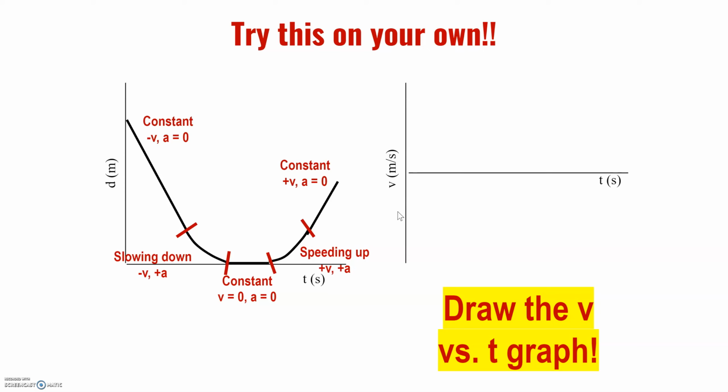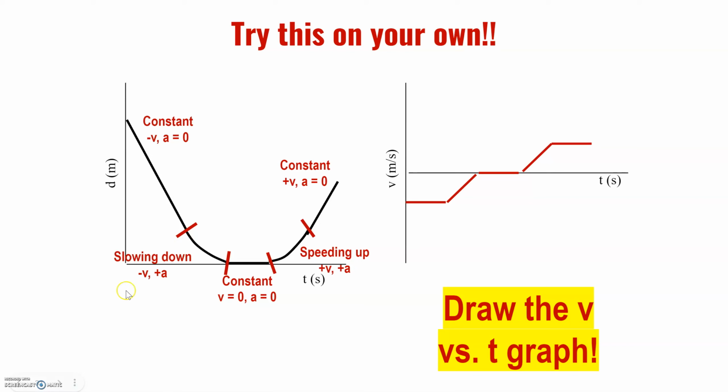Hopefully you've tried, okay? So let's start with our first segment here, a constant negative velocity. And acceleration is equal to 0. So since acceleration is equal to 0, that means on my velocity versus time graph, the slope of this line should be 0, which means it should be a horizontal line. And since it's a negative velocity, it's going to be a line in the negative direction, okay?